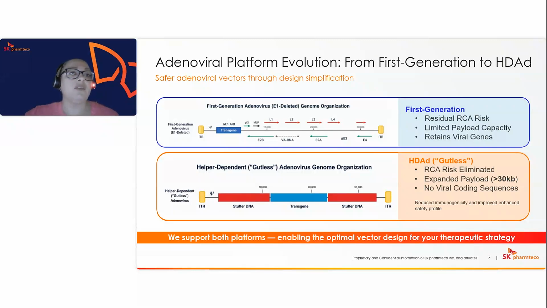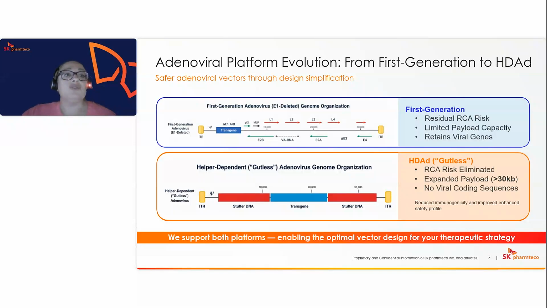Then in the lower schematic, we have the HDAd platform, where essentially all the viral coding regions have been removed, leaving only the ITRs and the packaging signals required for vector propagation. So this creates several important advantages. First, the risk of RCA generation is effectively eliminated. And then second, the payload capacity is significantly expanded to greater than 30 kilobases. I believe it's almost 36, allowing for delivery of larger, more complex genetic constructs. And then third, removing those viral genes helps reduce host immune response and improves overall safety profile.